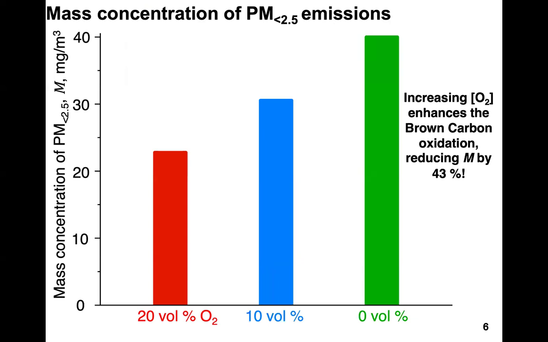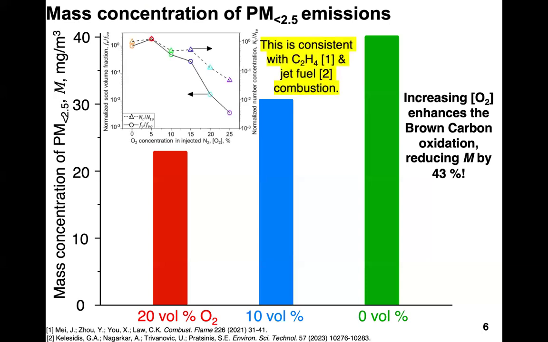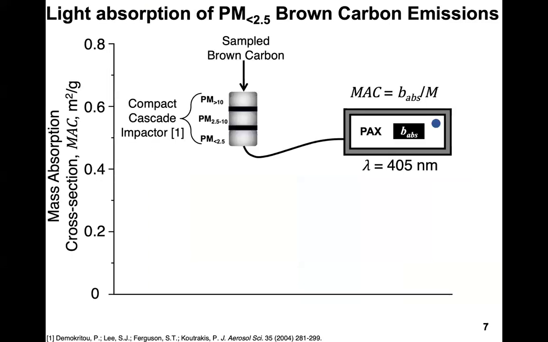This large reduction is actually consistent with the reduction of the volume fraction and number concentration of soot from ethylene and jet fuel combustion using large oxygen concentration. So the size-selected brown carbon particles that are exiting the impactor are directed to a photo extinction meter to measure their average absorption coefficient. And by dividing the absorption coefficient by the measured mass concentration, we can obtain the mass absorption cross-section of brown carbon.